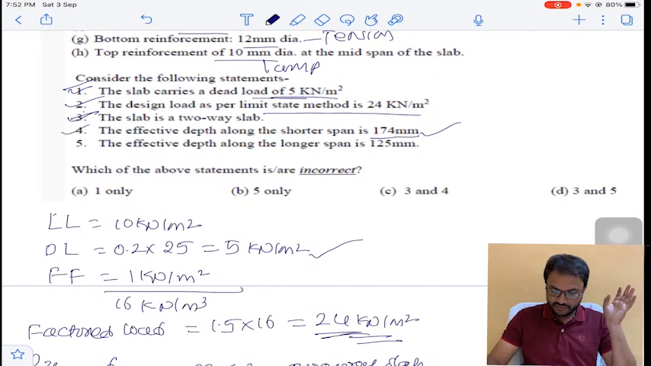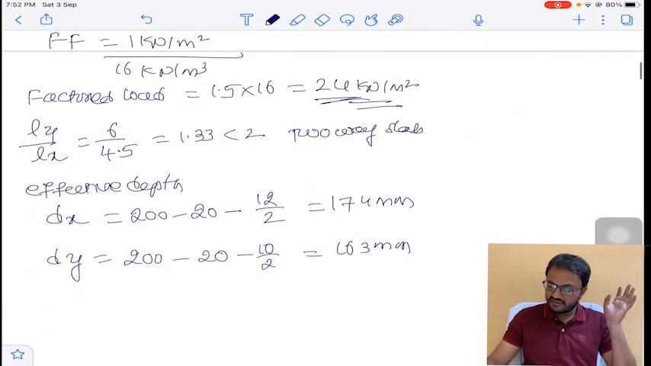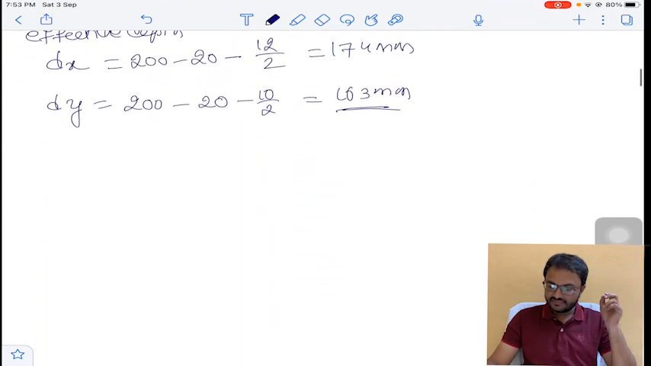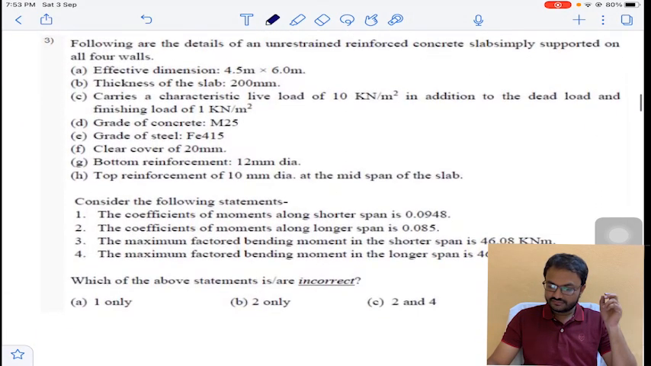So statement 4 is correct. But for statement 5, the effective depth along y direction, we got the value as 163, but he has given 125. So statement 5 is wrong. The remaining statements 1, 2, 3, 4 are correct. He has asked which of the following statements are incorrect. The incorrect statement is only 5. So answer B for question number 2. Clear? Next question.